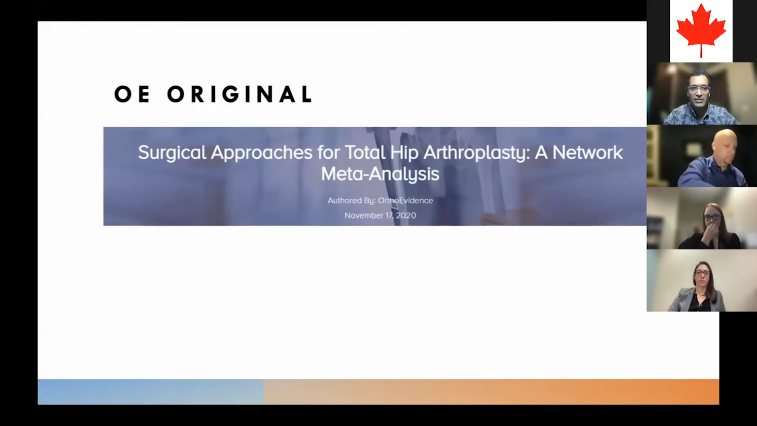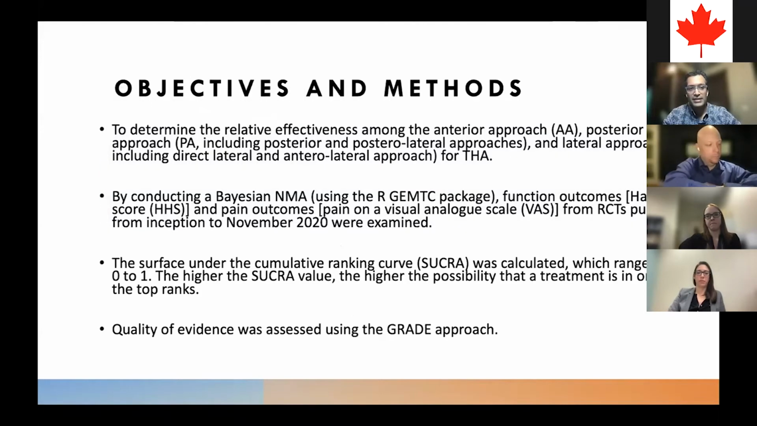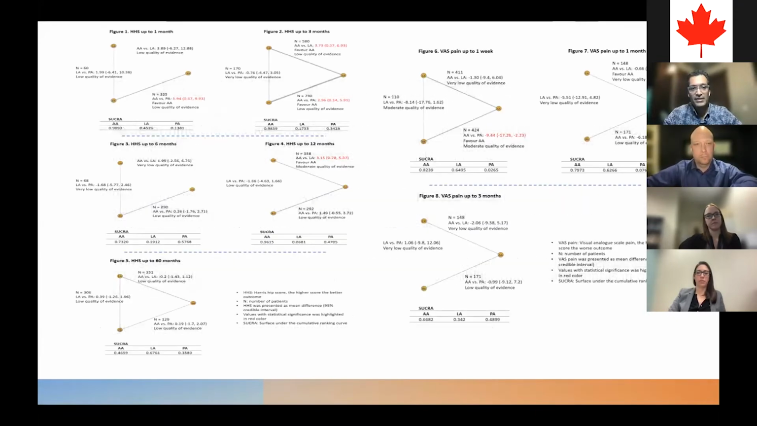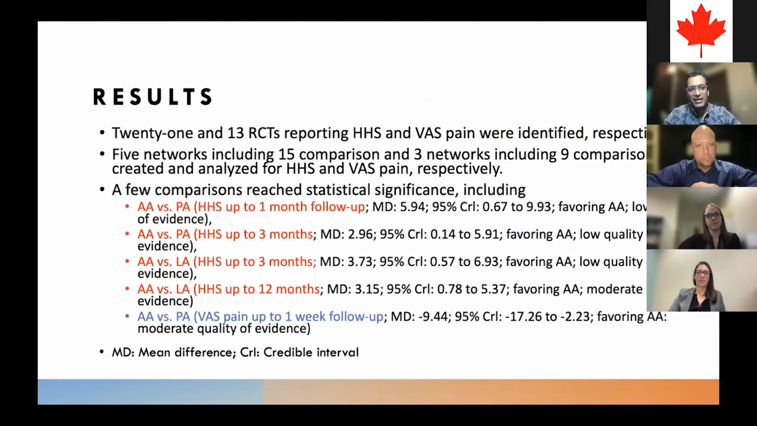This is an OrthoEvidence original paper looking at surgical approaches. It was a network meta-analysis. They basically looked at the effectiveness of anterior, posterior, or lateral approach groups. This is a very, very convoluted and busy slide, but basically what happens here is they took 21 randomized control trials looking at the Harris Hip score, 13 randomized control trials at visual analog scale, and tried to compare.